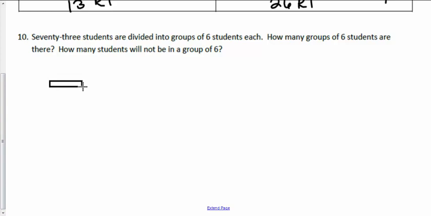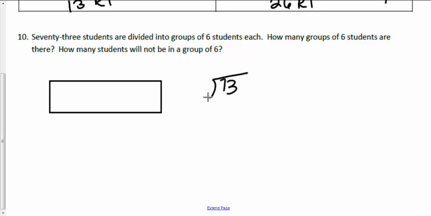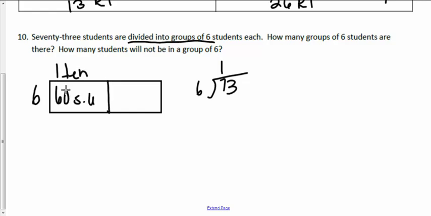So since we're using the area model, I'm going to go ahead and use that model to illustrate here. And I'm also going to, at the same time, go ahead and write my number sentence, which we have 73, and we are dividing it into 6. It says right here, divide it into groups of 6. So I'm going to have a width of 6, and 6 will go into 7 tens one time. So this would have a length of 10, which would give this rectangle an area of 60 square units.